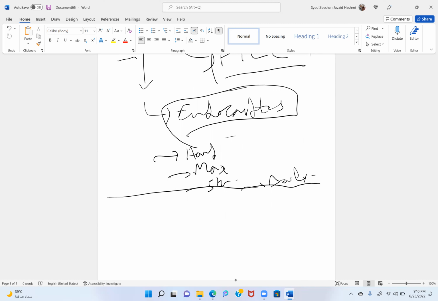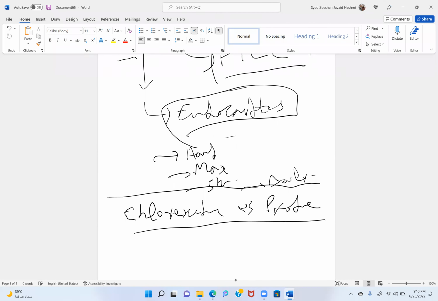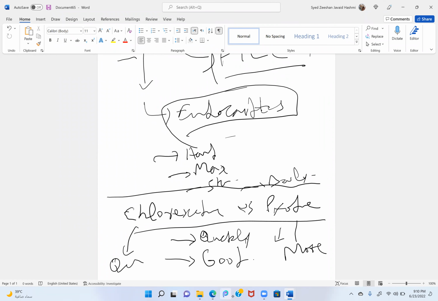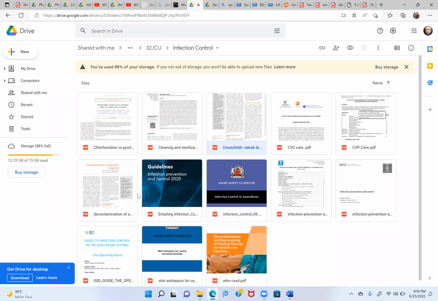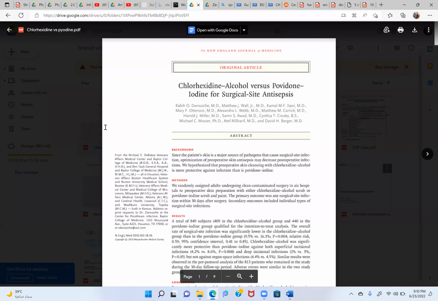So CVP bundles, then let us quickly see what is the difference between chlorhexidine versus povidone? Povidone is an iodine-based solution. What is the difference? There are two things: how quickly it acts. The chlorhexidine is a bit quicker, and it has more coverage. Am I right, or should I reconfirm? Sir, I don't think so, because chlorhexidine is preferred nowadays everywhere.